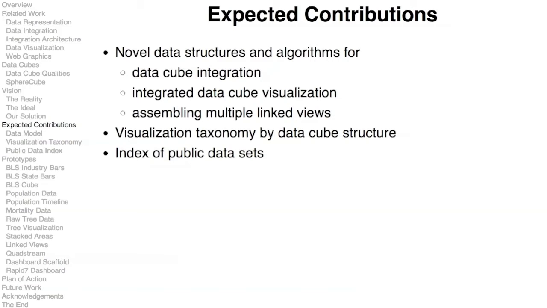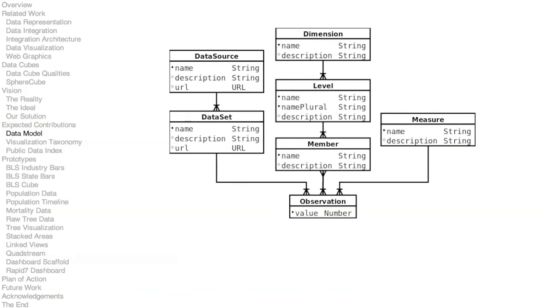And in addition to this, what will come out of this work is a visualization taxonomy, like a taxonomy of visualization techniques based on the data cube structure that they're capable of representing, and also an index of public data sets and what their data cube structure is. So I have preliminary results for each of these, and these will be expanded throughout the course of the work.